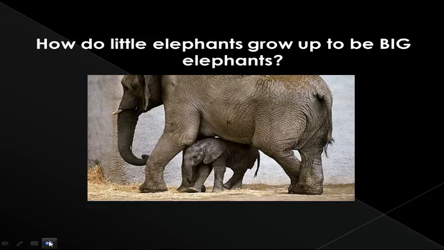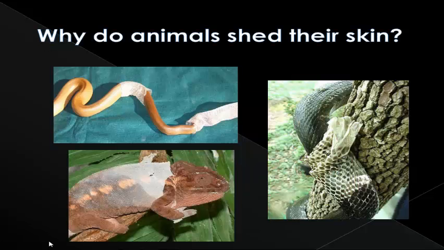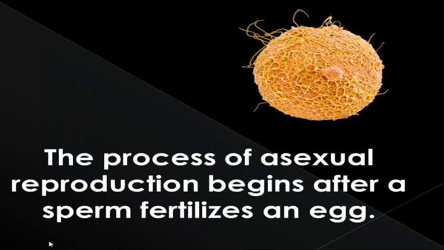How do little elephants grow up to be big elephants? Well, it is the process of mitosis. Why do animals shed their skin? Once again, the answer is mitosis. Mitosis is the process of asexual reproduction that begins after a sperm fertilizes an egg. Now, in the next lecture, we will talk about meiosis and how we get the sperm and the egg.